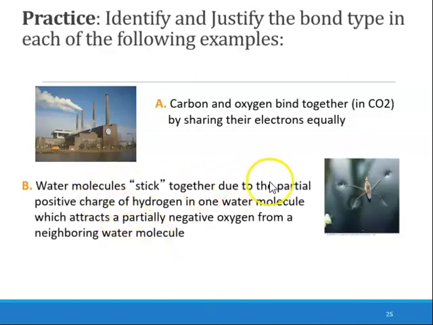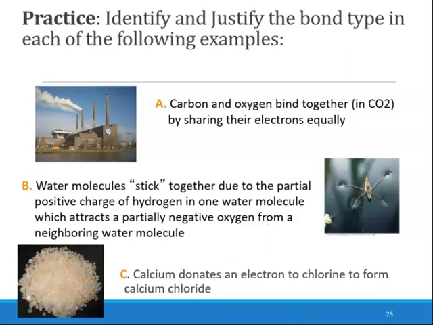Water molecules stick together due to the partial positive charge of hydrogen in one water molecule, which attracts a partially negative oxygen from a neighboring molecule. What kind of weak charge is that? Or weak bond is that?